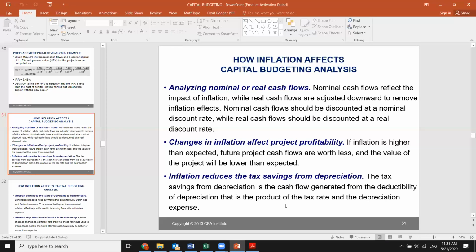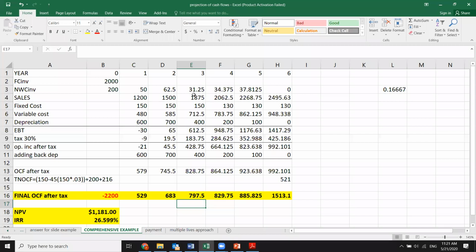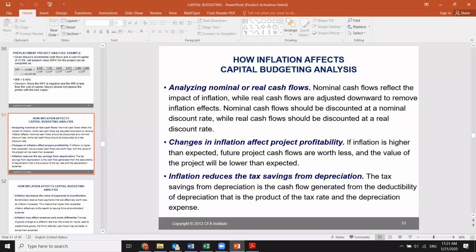But in our example, if there is inflation, the sales will go up, they will increase. But if it's real, that means it will be adjusted for inflation, so we take out the inflation effect. Changes in inflation actually affect profitability. If inflation is higher than expected, the future project cash flows are worth less, and the value of that project will be lower than expected.